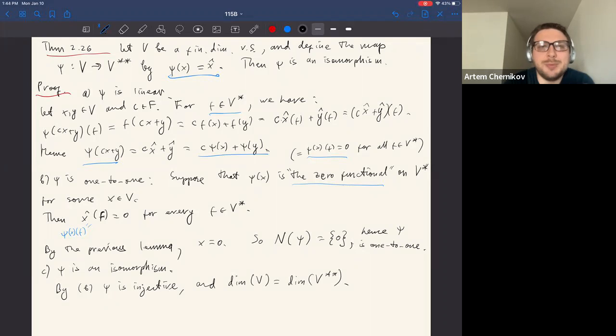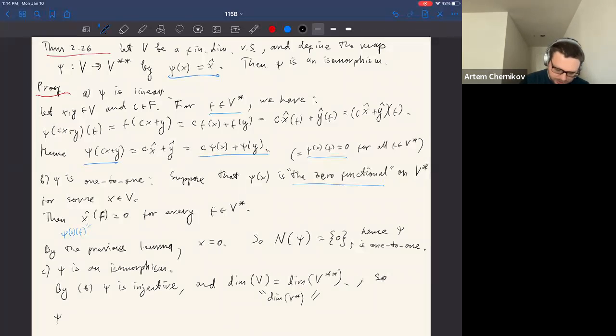Why do we know this? Well, remember, we know that the dimension of the dual of a vector space is the same as the dimension of the space itself. Here we're just applying it twice: the dimension of V equals the dimension of V star, and the double dual is just the dual of the dual, so the dimension stays the same. So the dimension of V is the same as the dimension of the double dual. But if you have an injective linear transformation between two vector spaces of the same dimension, then it's automatically bijective as well.